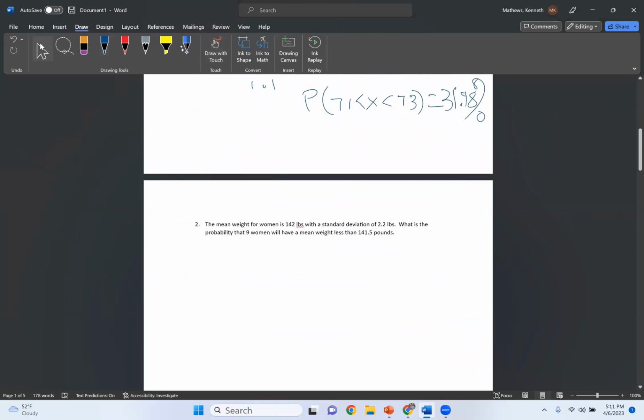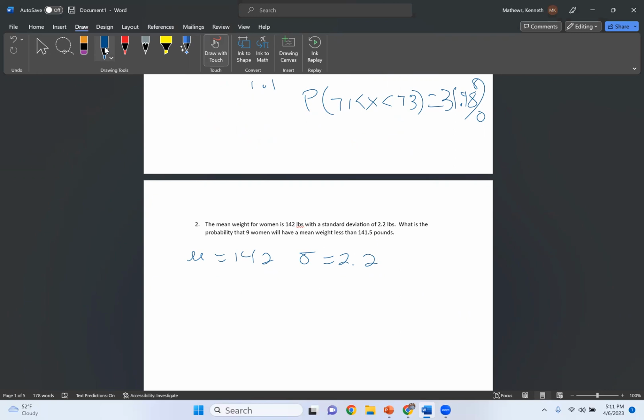Let's do this second question. Okay, the mean weight for women is 142 pounds, with a standard deviation of 2.2 pounds. What is the probability that 9 women will have a mean weight less than 141.5 pounds?